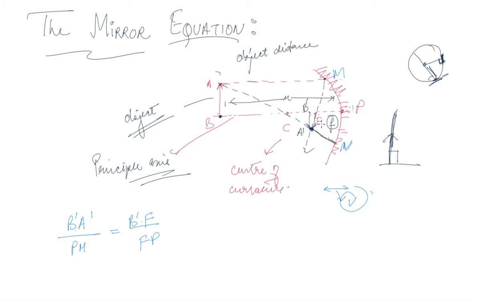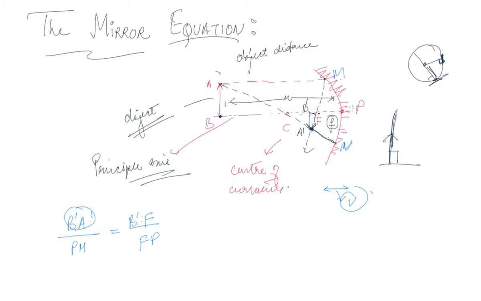Now what you have to do is take the similarity of triangles. We have to prove that these are similar triangles so that the sides' ratio is proportional. So for that, look over here, this is B dash A dash, and this is B dash F.